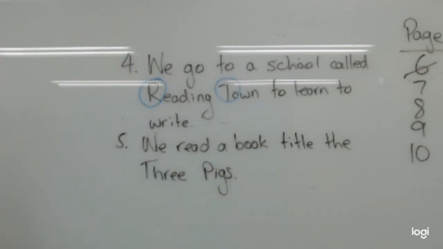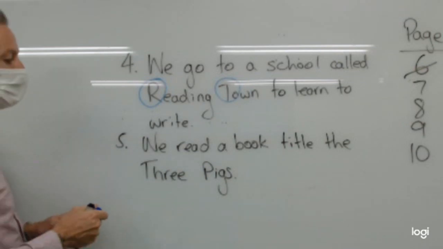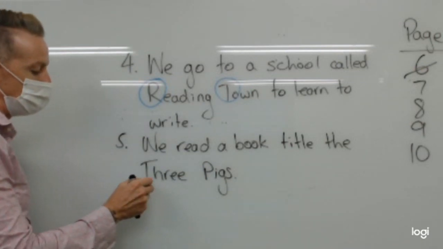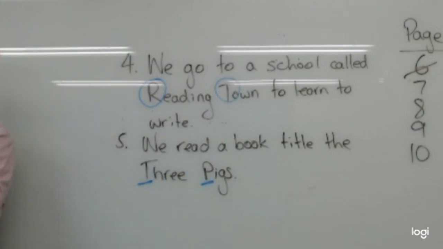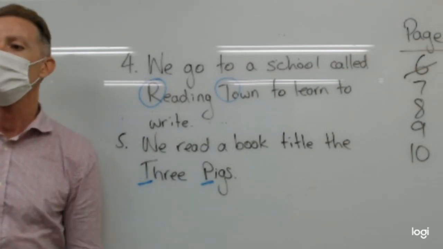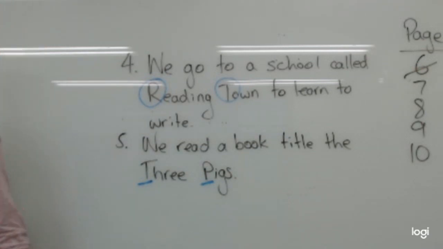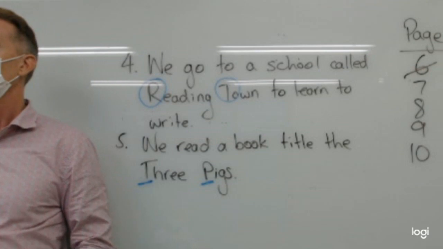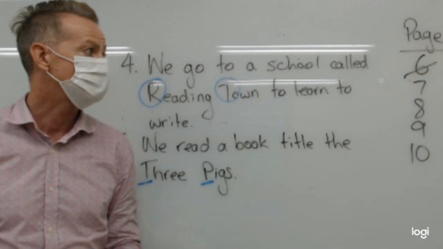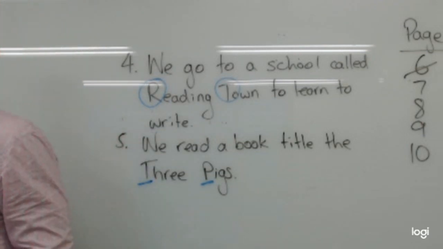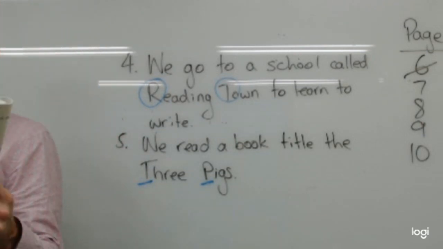The Three Pigs. Now this one, same. Name of the book, capital T, capital P, The Three Pigs. Capital T and capital P. Jin, okay? Finished five? Yeah. Alright, that was the last one. Good. You can do the next exercise.